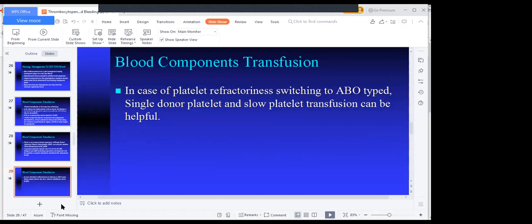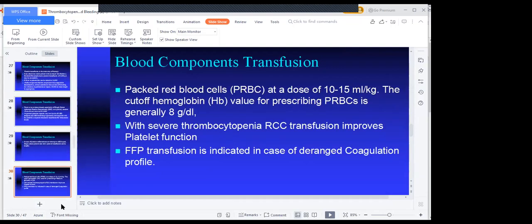In case of platelet transfusion, switching to ABO type, single donor platelets and slow platelet transfusion can be helpful. Packed red cells at the dose of 10 to 15 ml per kg. The cutoff hemoglobin value for prescribing is generally 8 gram per deciliter. With severe thrombocytopenia, RBC transfusion improves the platelet function. FFP transfusion is indicated in case of deranged coagulation profiles.